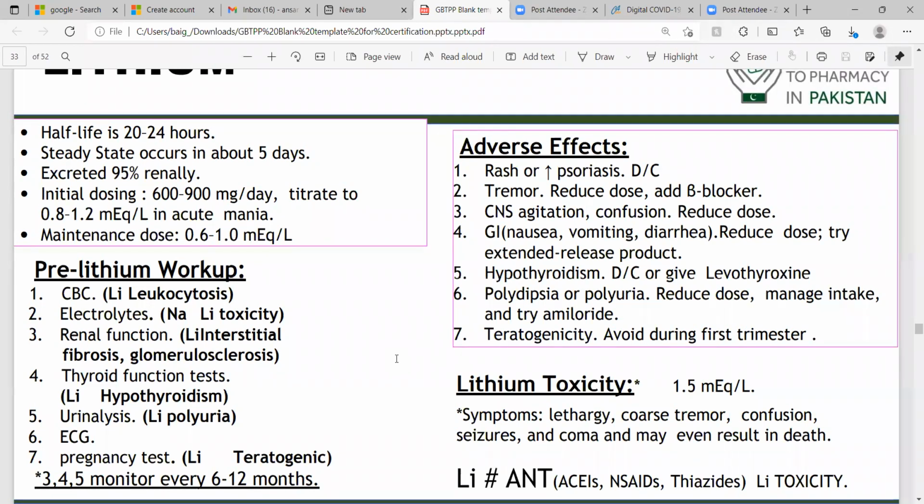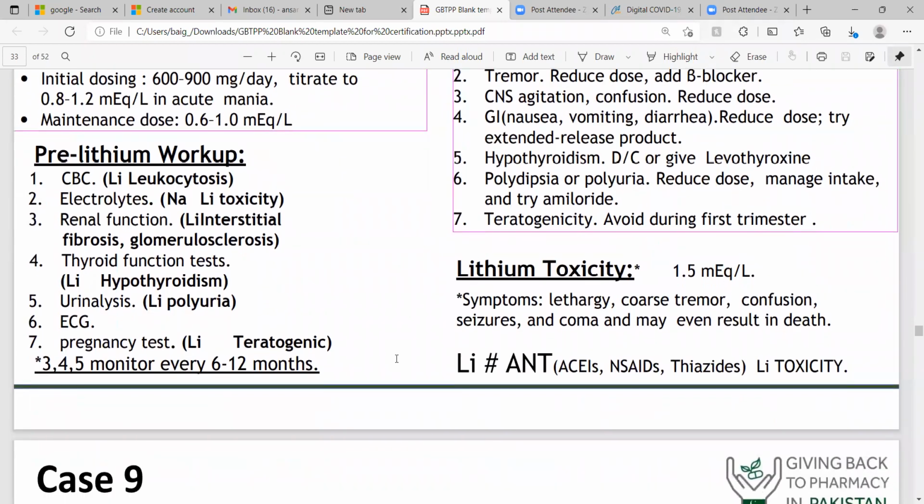Most common side effects are rash, tremor, CNS agitation, nausea, vomiting, diarrhea, hypothyroidism, and teratogenicity, as I said, avoid during first trimester.